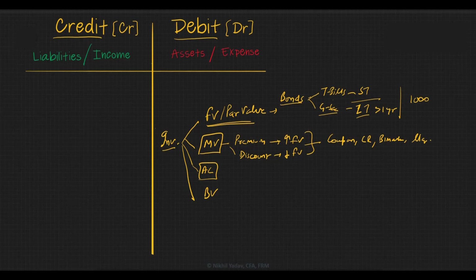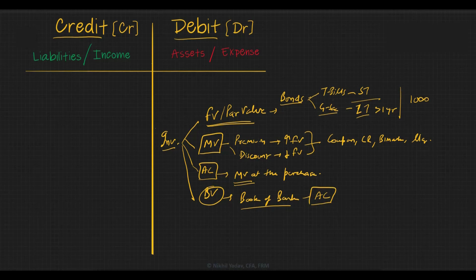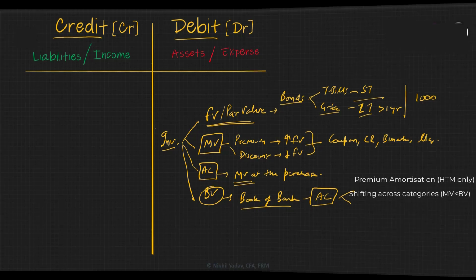Now we'll look at the acquisition cost. Acquisition cost is the cost at which the security was purchased by the bank. So it's the market value at the time of purchase. And lastly, the concept is book value. Book value is the value of that security which was purchased at any point in time on the books of the bank. And mostly we'll see it's the same as the acquisition cost except for two scenarios. The first one is while amortizing premium of security under the HTM category, and the second is while shifting of securities from one category to another when the market value is less than the book value.